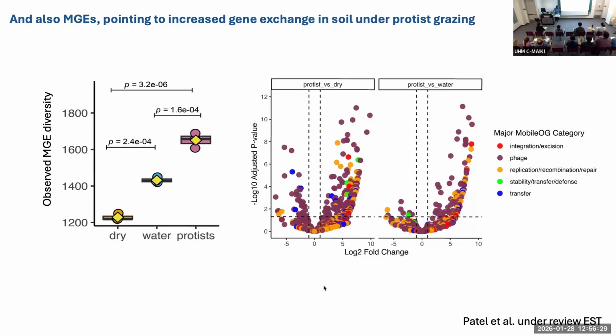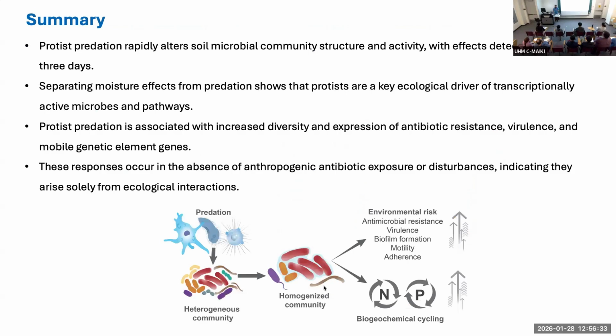Dishant, my postdoc, has this paper under review now. And well, I'll take you to this summary. You saw it all, but predation by protists will go against a community, will homogenize it, and then will increase environmental risk, but also influence biogeochemical cycling.